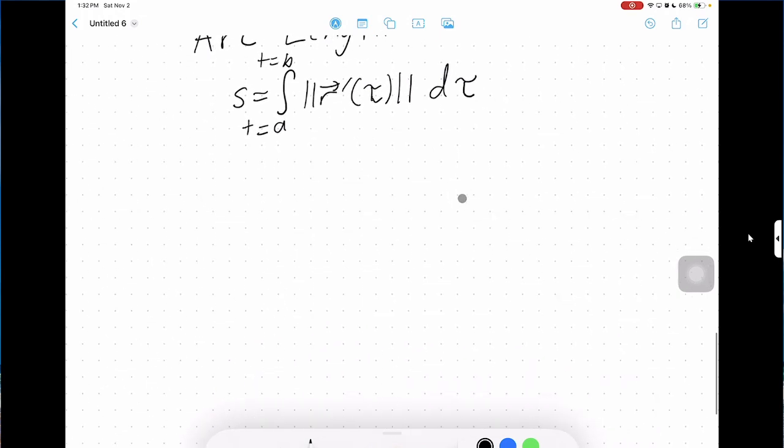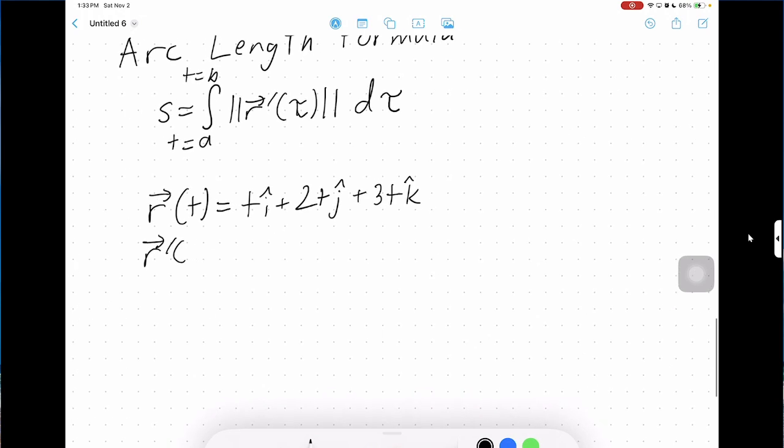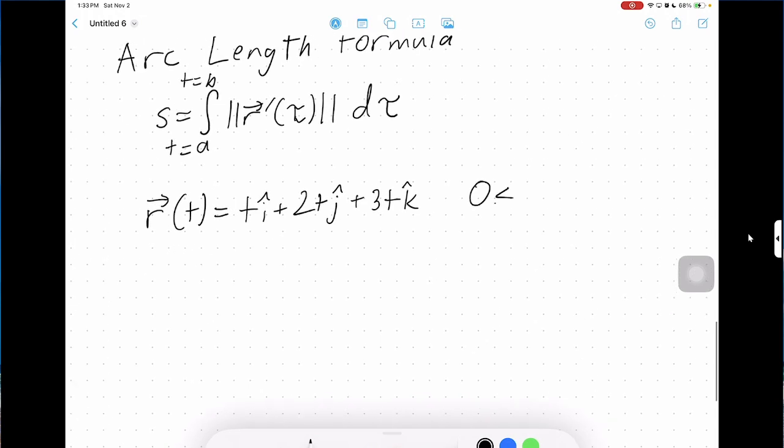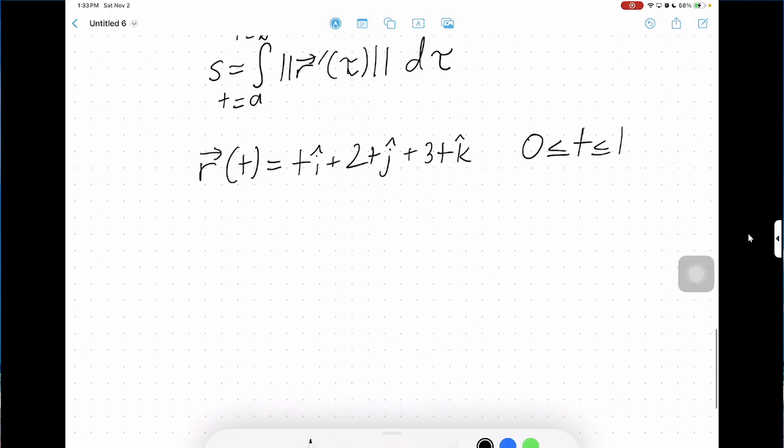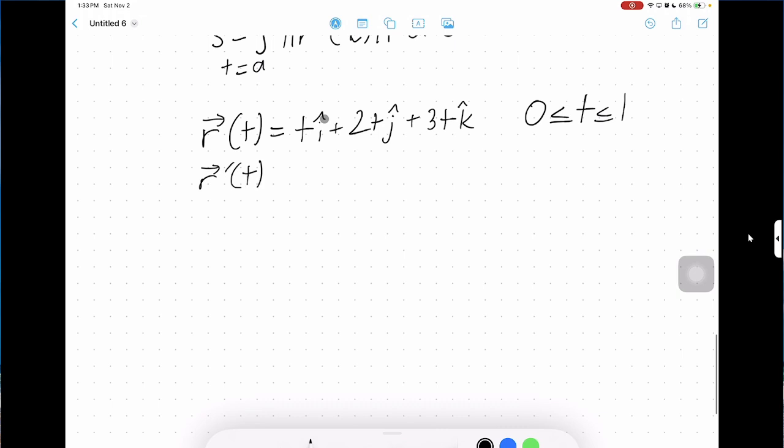So I think the easiest way to do this is just by an example. So let's say we have an R of t, which is equal to ti plus 2tj plus 3tk, like this. First, we'd compute the magnitude of the derivative if we want to find the arc. Oh, I forgot to use bounds. And suppose we had bounds from 0 to 1 over here. So we first find the derivative, which, if you know your differentiation rules, you'll get i plus 2j plus 3k.